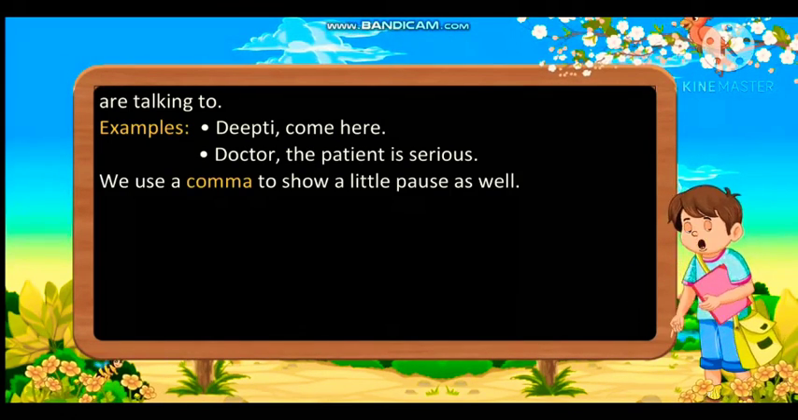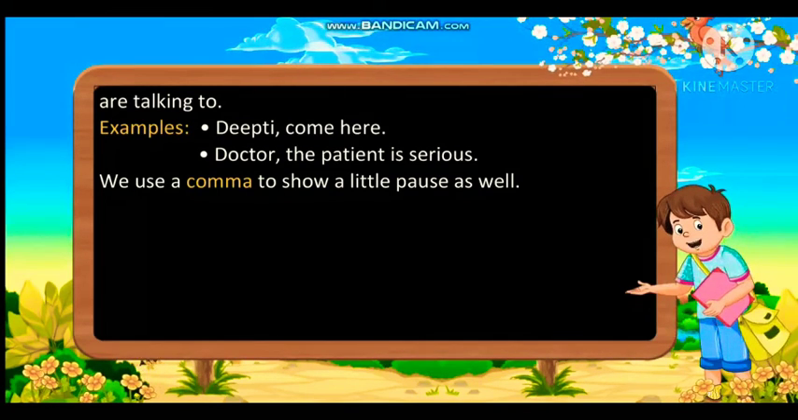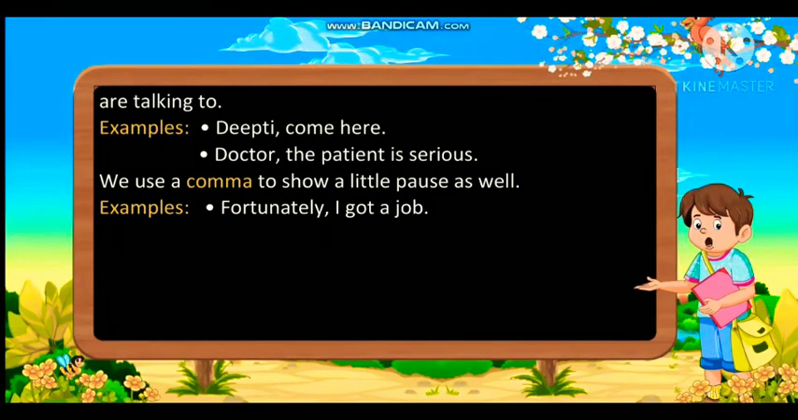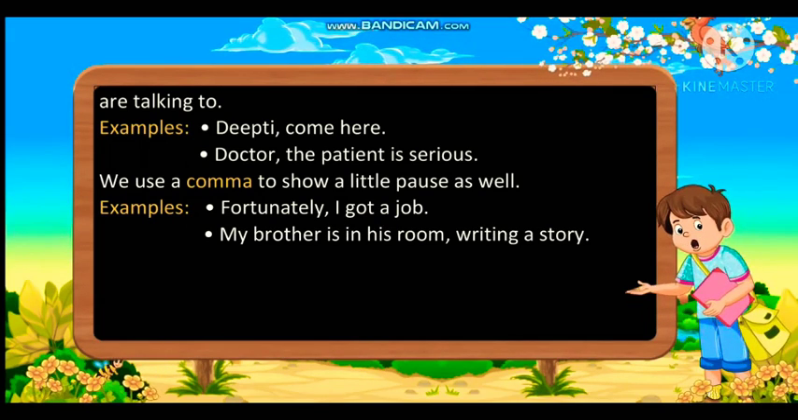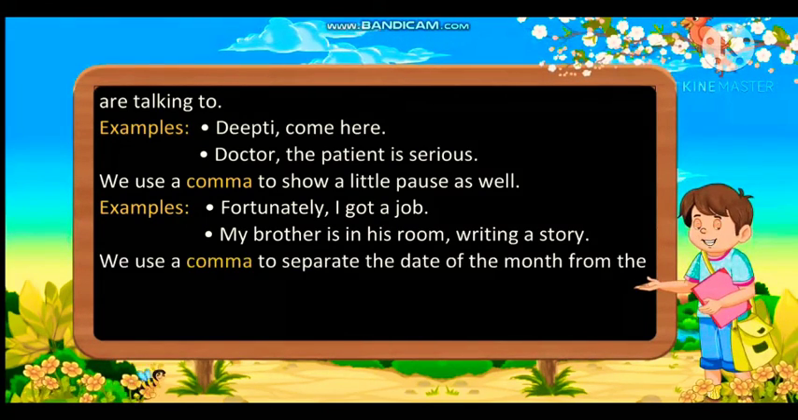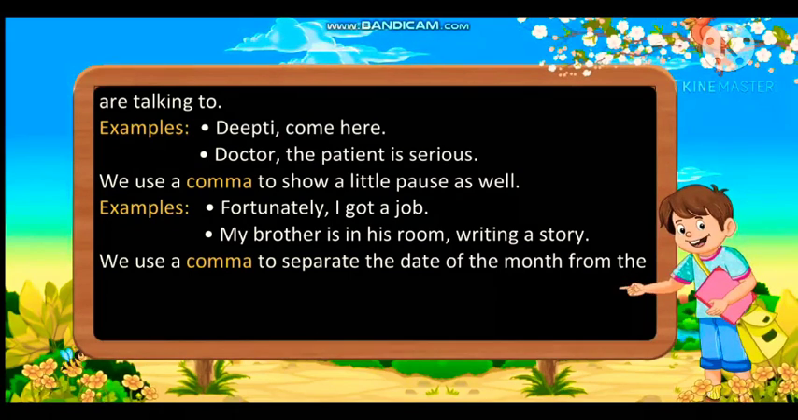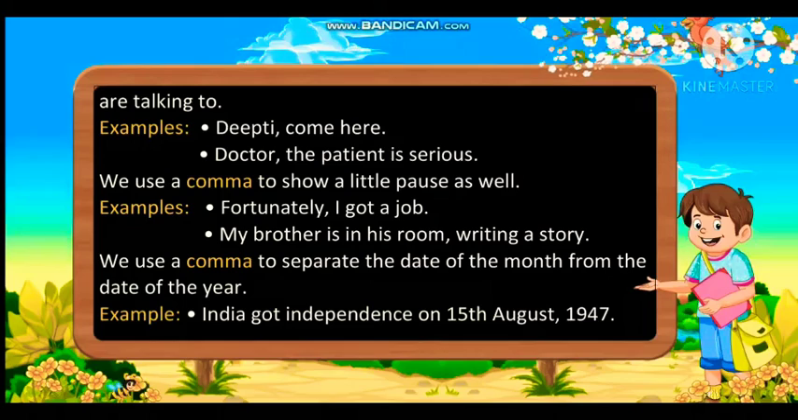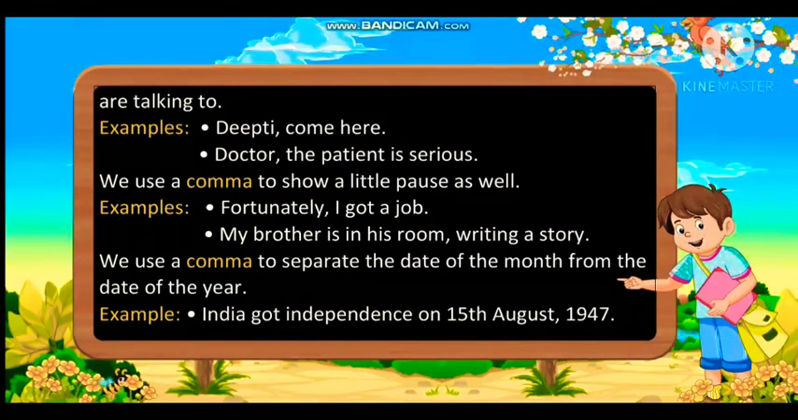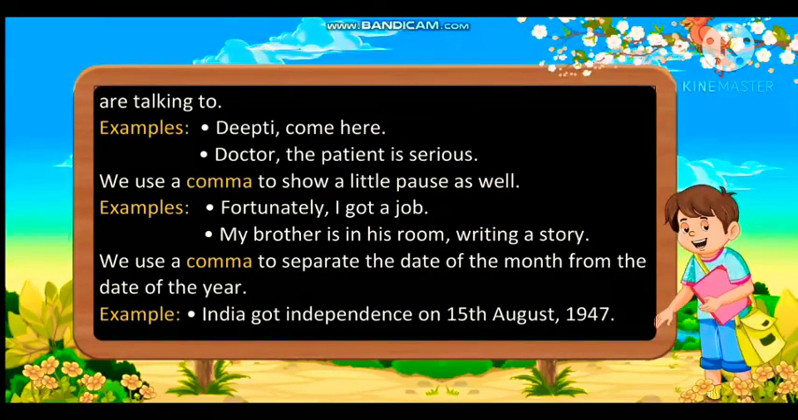We use a comma to show a little pause as well. Examples: Fortunately, I got a job. My brother is in his room, writing a story. We use a comma to separate the date of the month from the year. Example: India got independence on 15th August, 1947.